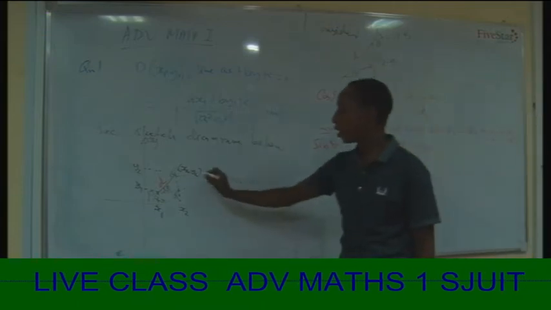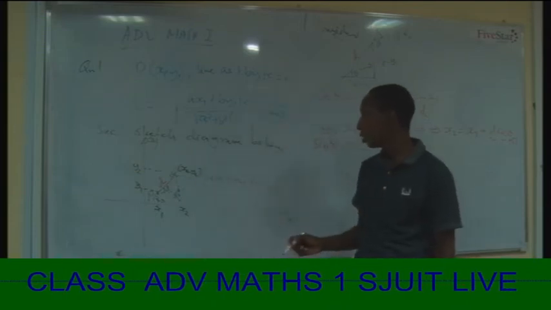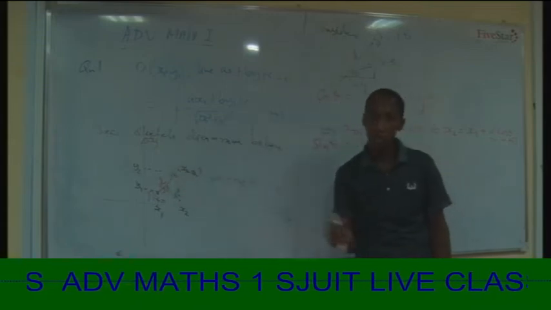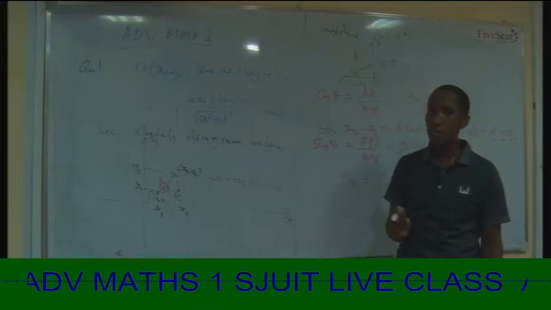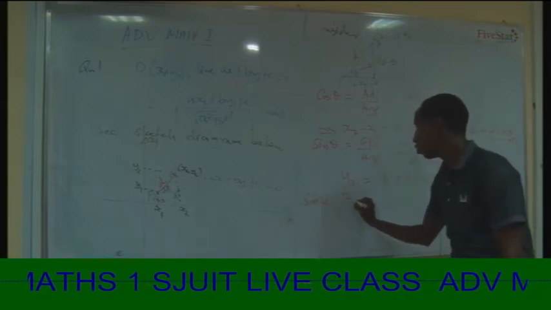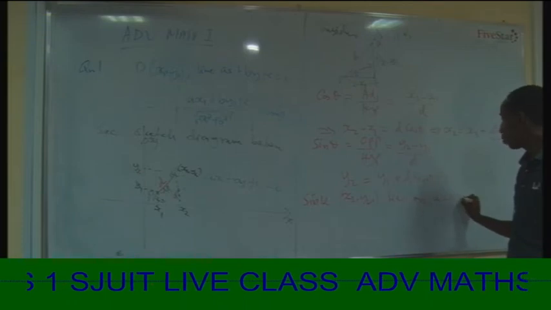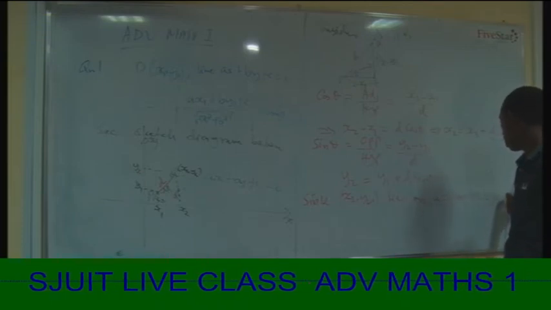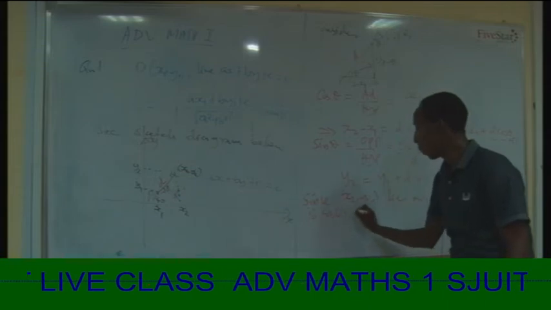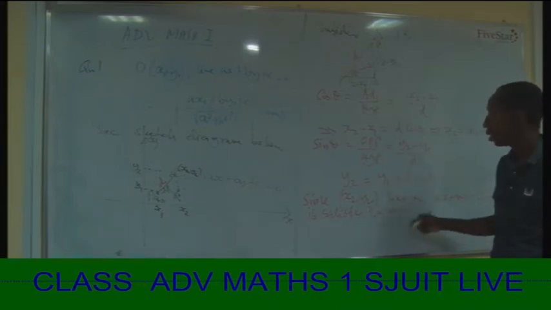And from our sketch diagram, the point x2, y2 lies on the line with the equation ax plus by plus c equals 0. That means the point x2, y2 satisfies this equation. If a point lies on a given line, it means the point satisfies the given equation. So since x2, y2 lies on ax plus by plus c equals 0, it satisfies the equation, which means if we substitute it into this equation, we get a correct equality.